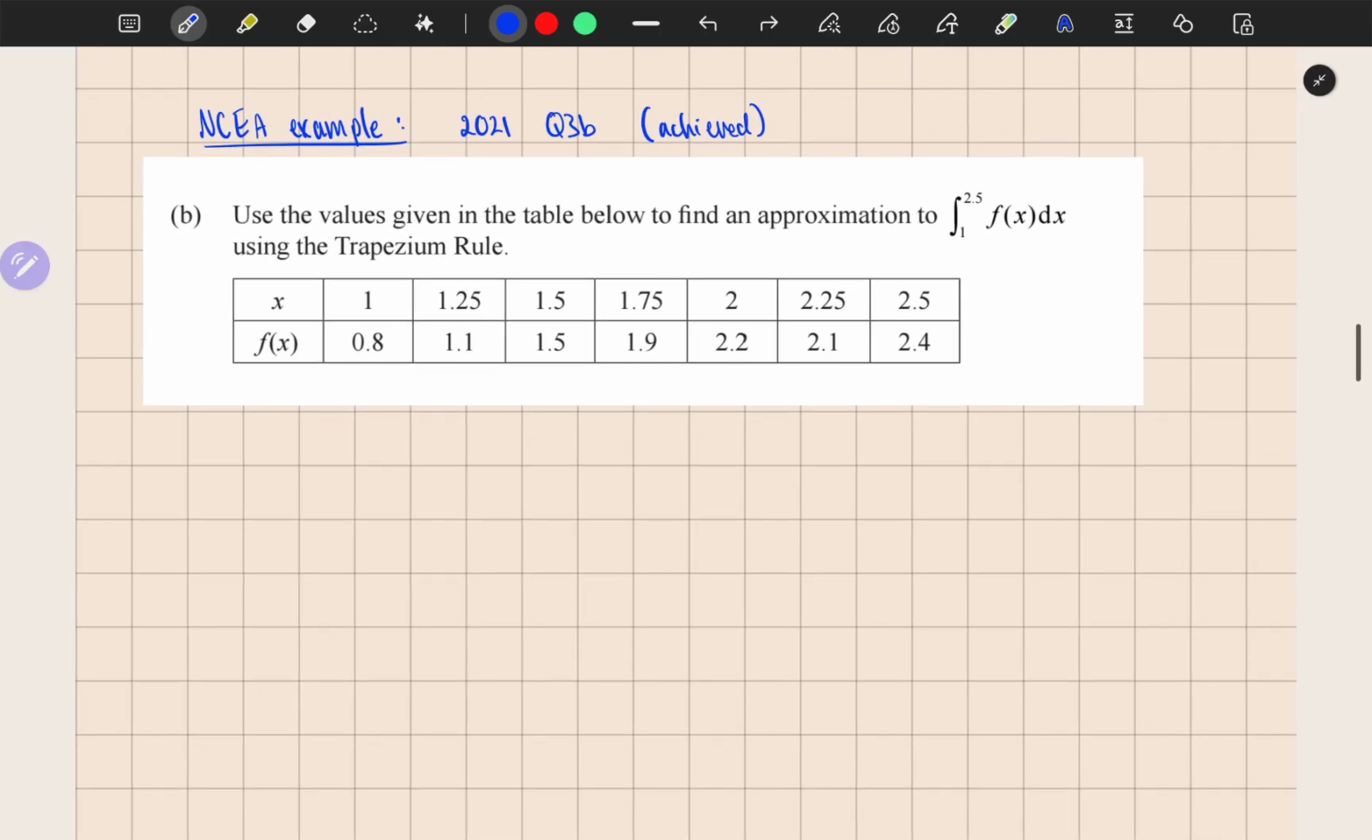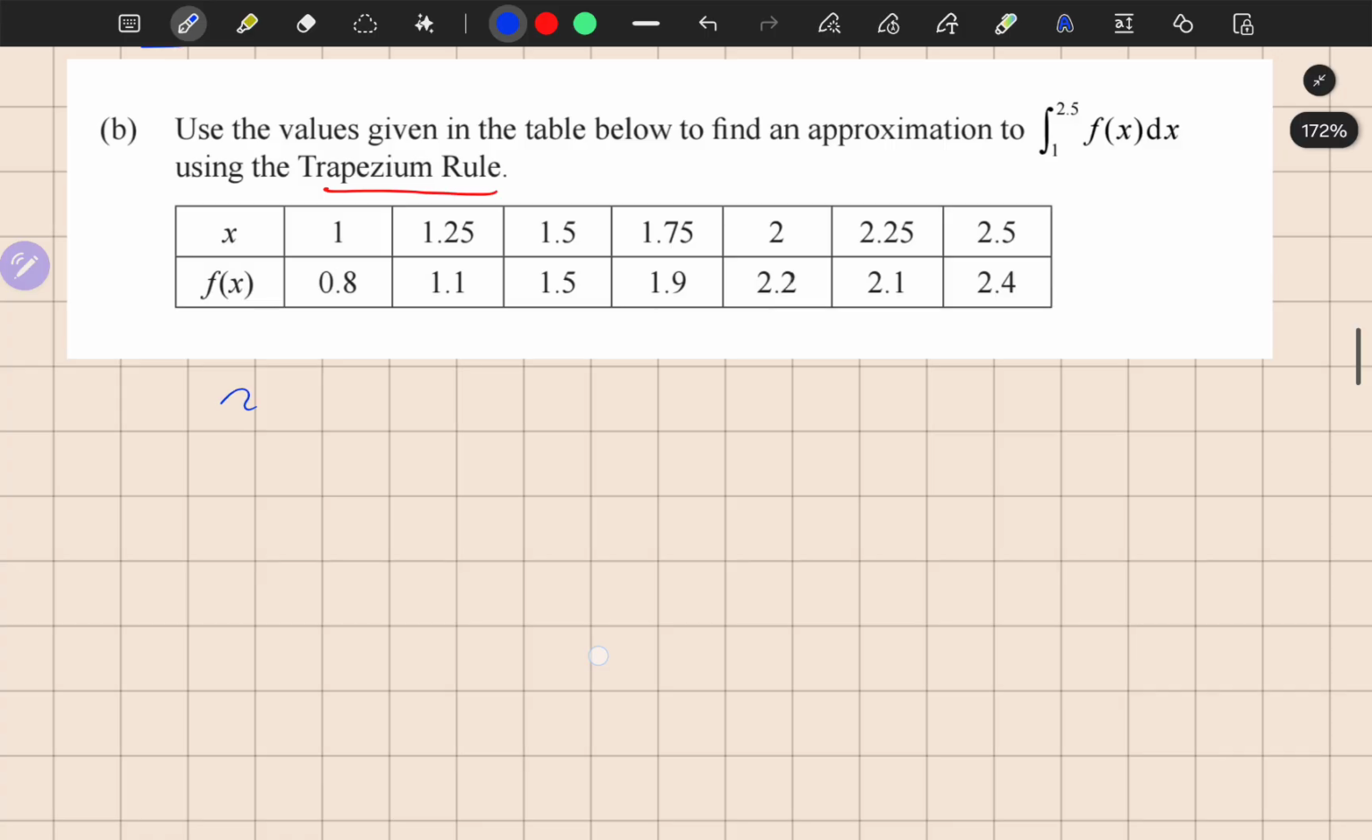So this is 2021 question 3b. It's worth achieved, which is somewhat why I don't want to go through too much numerical integration with you, because they're only worth achieved, at most more. So let's see here. Use the values given in the table below to find an approximation to the integral from 1 to 2.5 of the function using the Trapezium rule.